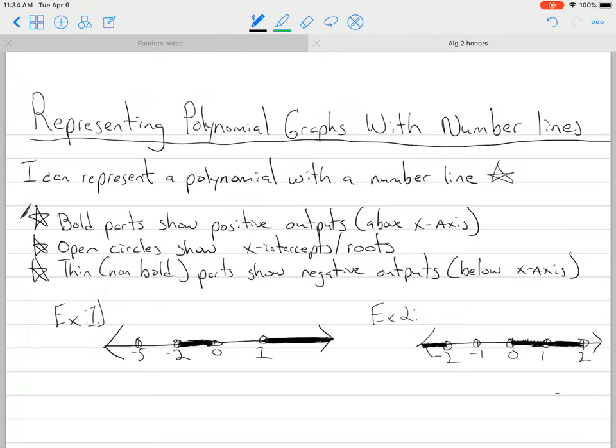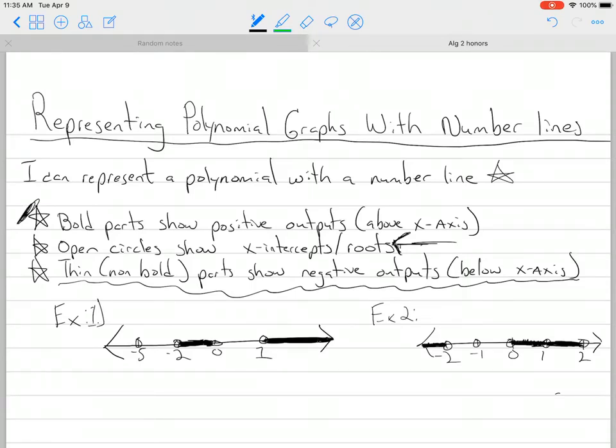Remember, the bold parts show positive outputs of the graph that are above the x-axis. The open circles show the x-intercepts or the roots. You don't need to draw these arrows. I'm just drawing them to let you know where I'm referring to. And the thin, non-bold parts show negative outputs that are below the x-axis.